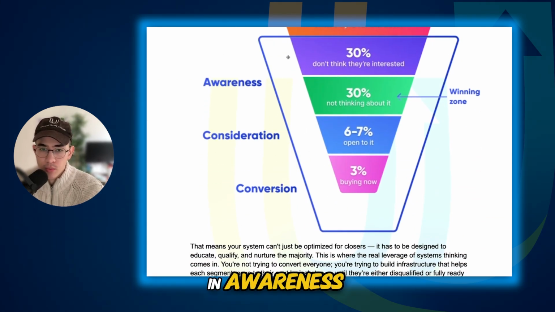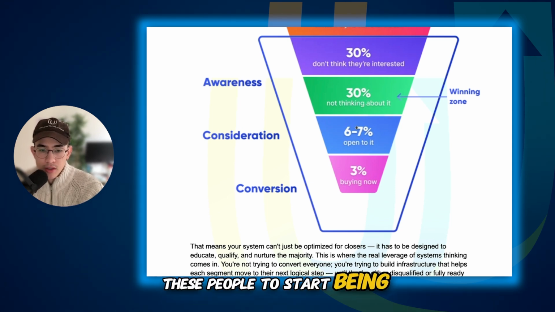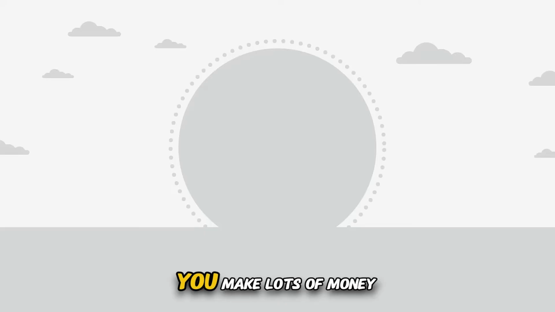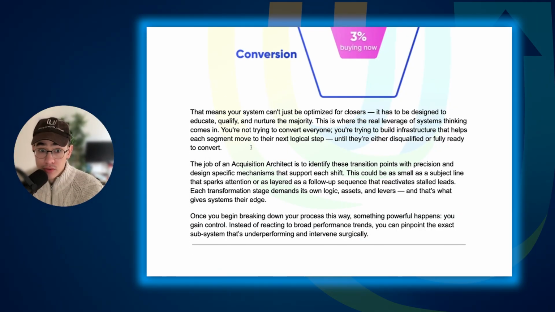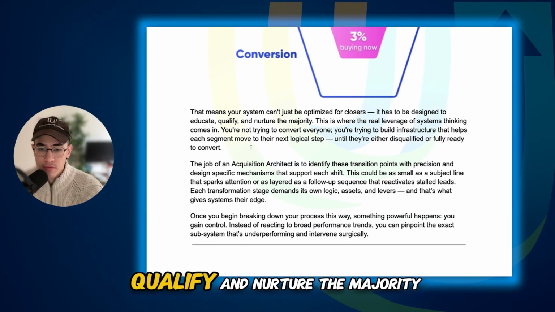You have guys who are in awareness, guys who are in consideration, and then guys and girls who are ready to be in conversions. If you can get these people to start being open to it and start looking to buy into it, you make lots of money. That means your systems can't just be optimized for closers. They have to be designed to educate, qualify, and nurture the majority.